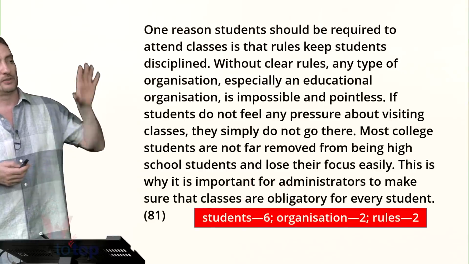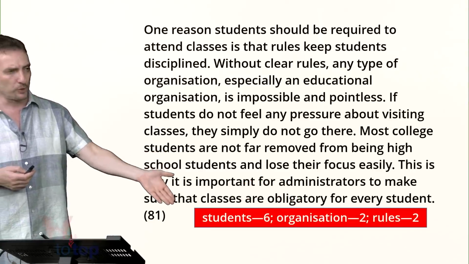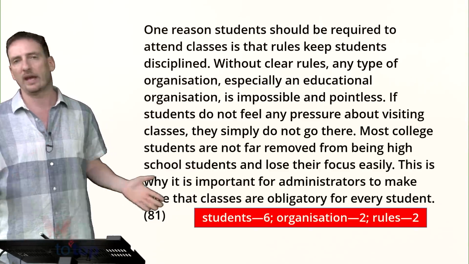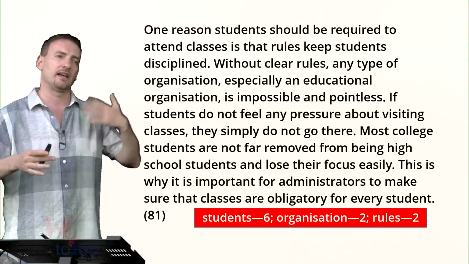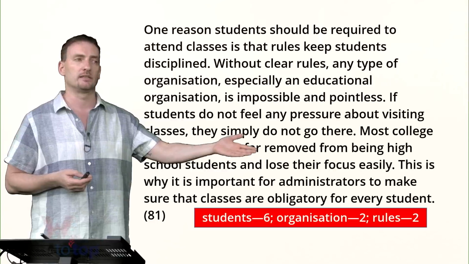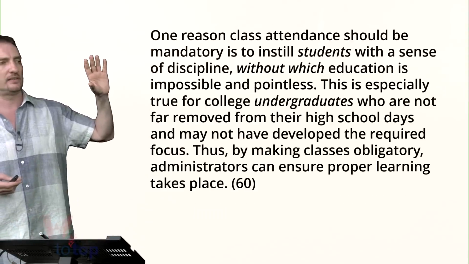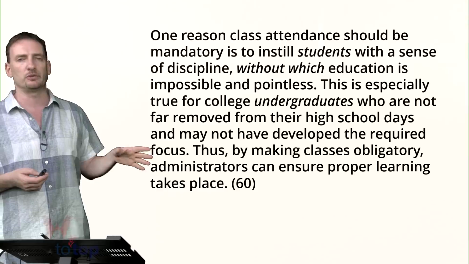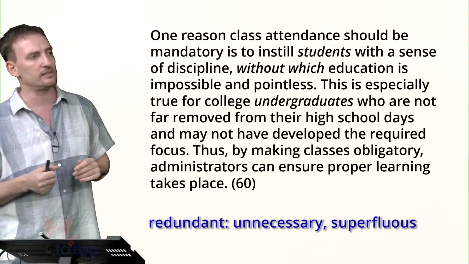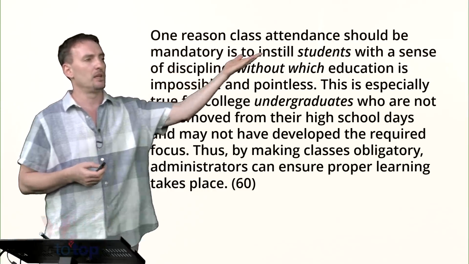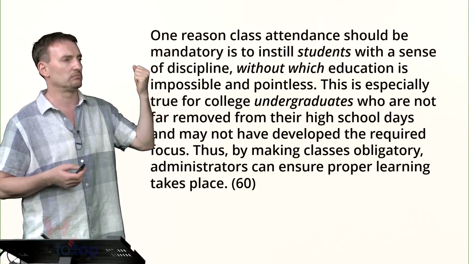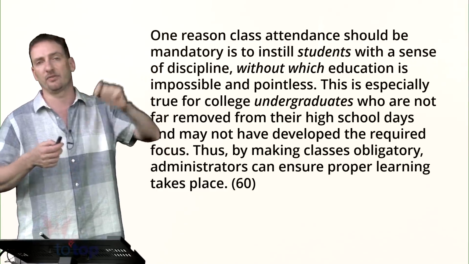So in this paragraph, the word student or students is used 6 times. Way too many. You cannot do this and not lose points. The word organization, twice. The word rules, twice. In the way I fixed it, I got rid of organizations, I got rid of rules because they were redundant. Redundancy is a big issue for cohesion and coherence. And I went from students to undergraduates, twice from 6.